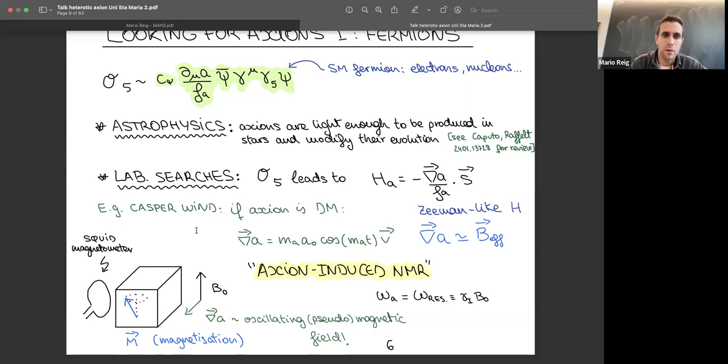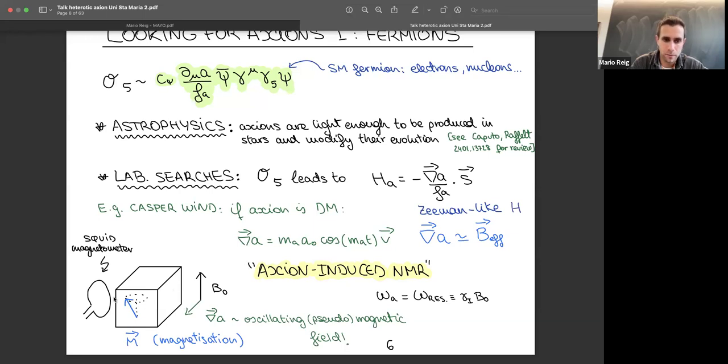So just to mention an example, there is an experimental program called CASPEr, and they have a proposal called CASPEr Wind, which is that if we assume that the axion is the cosmological dark matter, then there is an axion gradient oscillating with a frequency comparable to the axion mass. So you can use the coupling of the axion gradient to the spins to get some sort of axion-induced nuclear magnetic resonance that you can use in your favor to search for the axion.